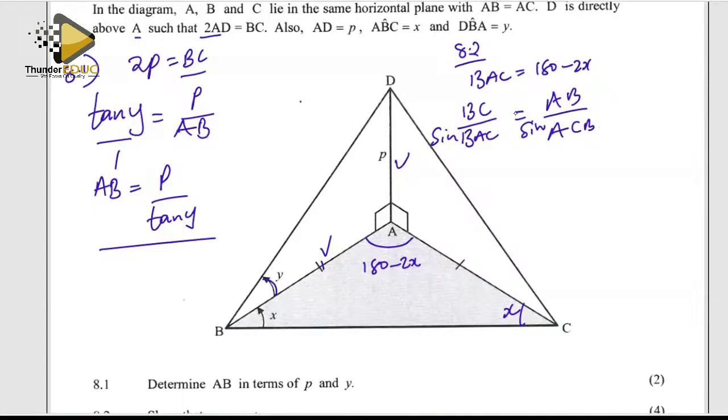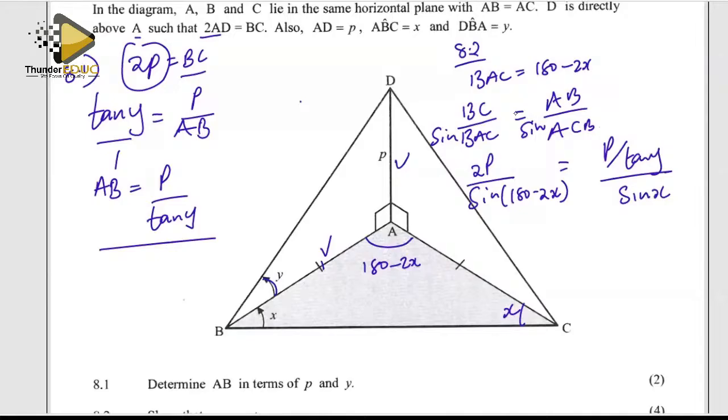Okay, so our BC, they told us, is twice what? P. So twice P over the sine of 180 minus 2x is equivalent to AB, which we found as P over the tan of y, divided by the sine of x. Let's simplify this. So 2P over the sine 2x is equal to P over the tan of y, and then the sine of x.